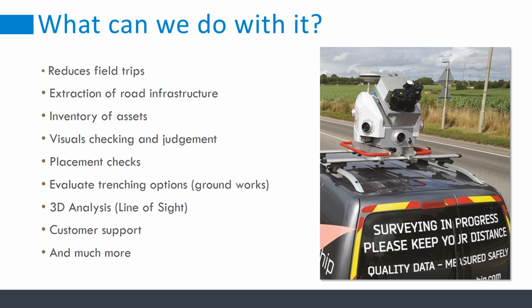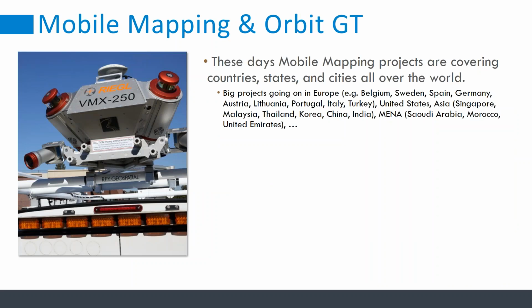And these points, we will discuss them in the FTTx project, and later on we will go into some of these nice opportunities you get thanks to mobile mapping data. But before we go over to the FTTx project, I just want to explain a little bit more about the relationship between OrbitGT and mobile mapping. So what is OrbitGT doing in that complete story of mobile mapping?